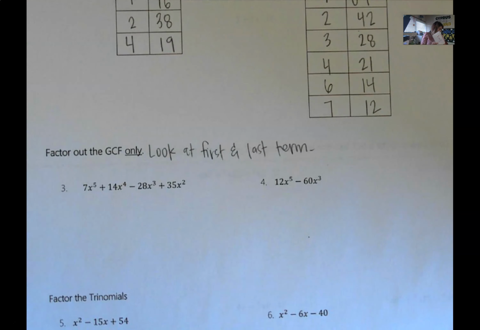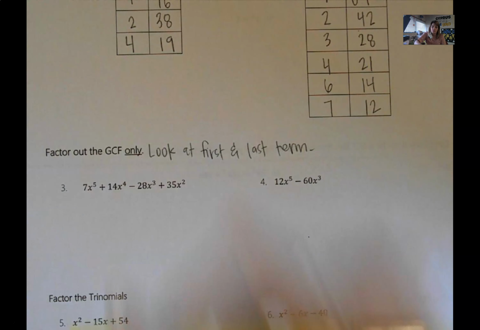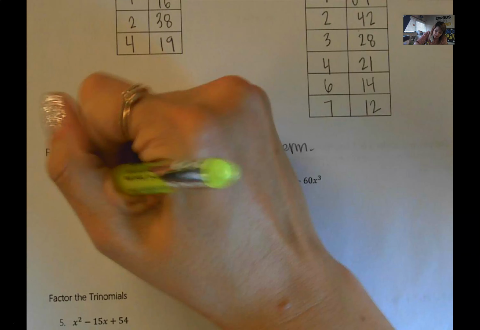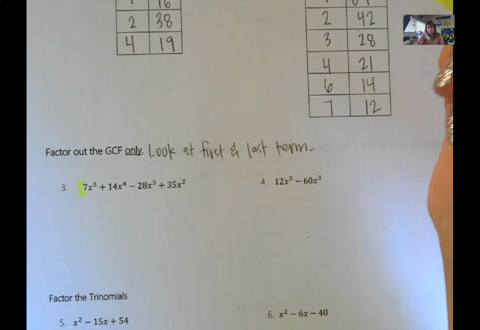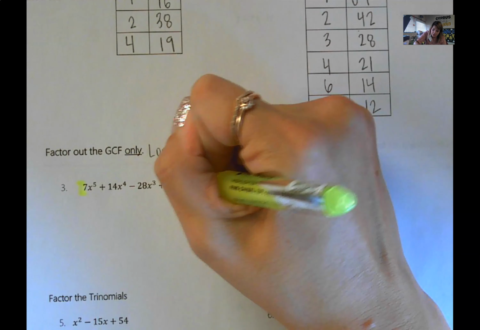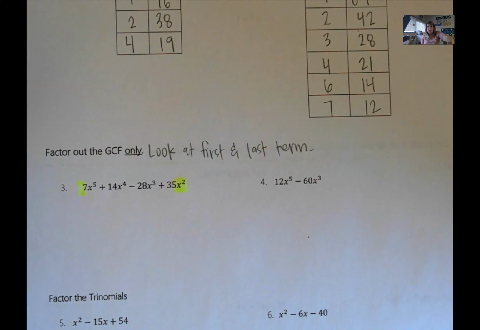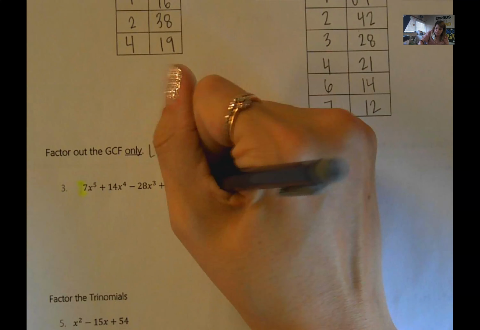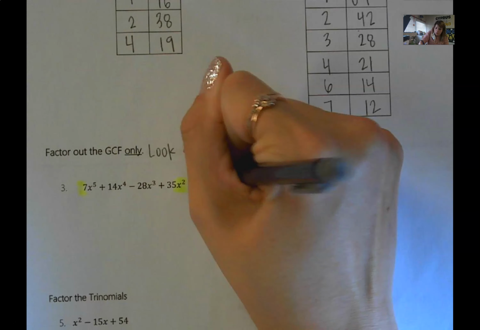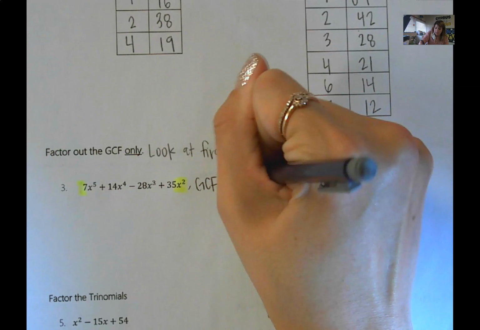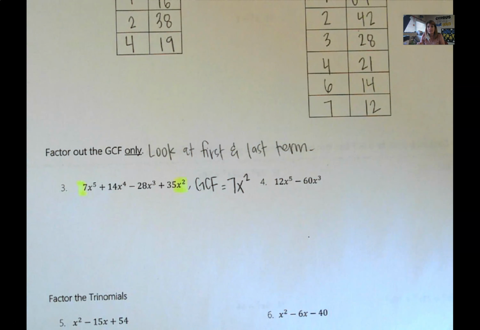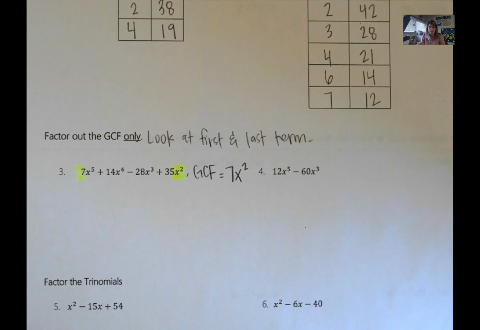I have taught you guys how to do this by looking at the first and the last term. The first, if there's a number, you take it out. If there's letters on the end, you take them out. So the GCF for this problem that we're going to take out is 7x squared. That is not the answer, that is just the GCF.